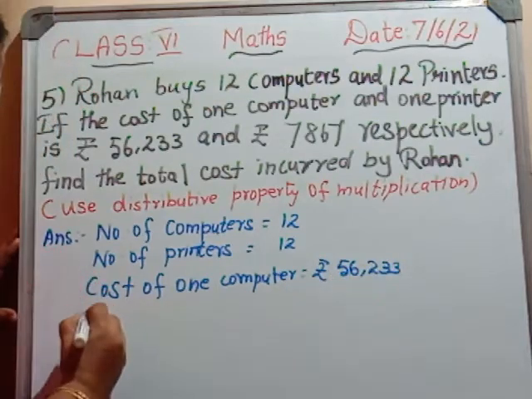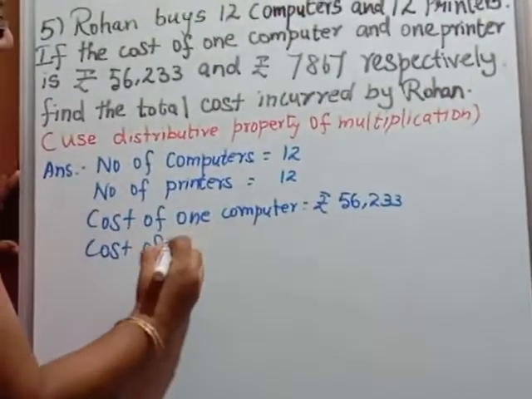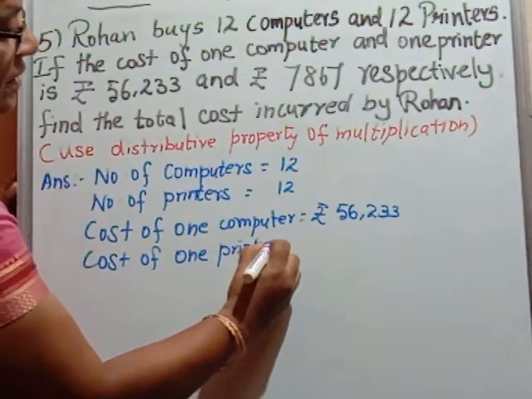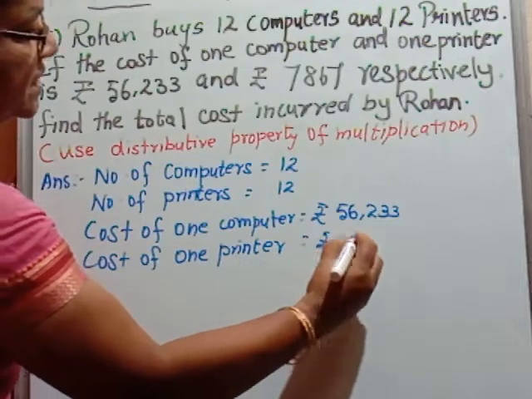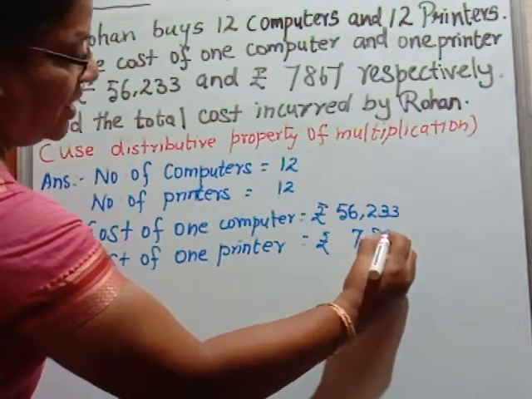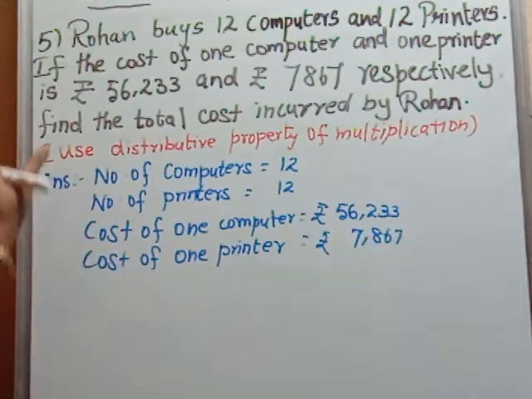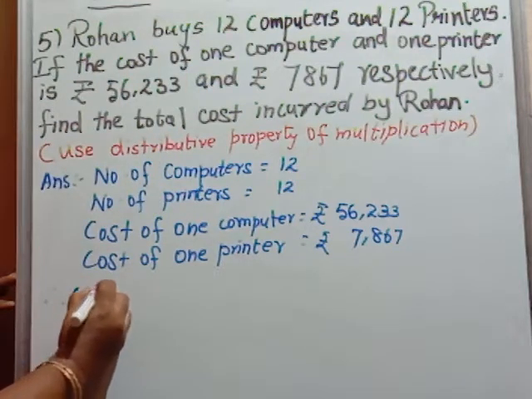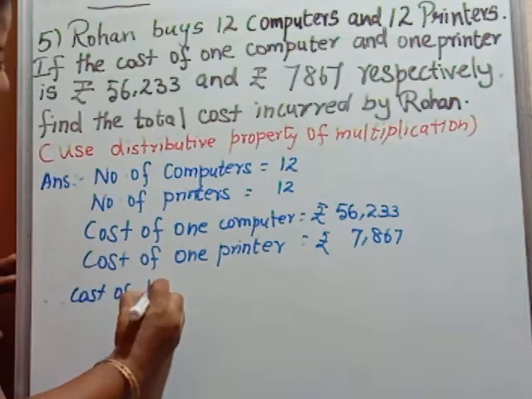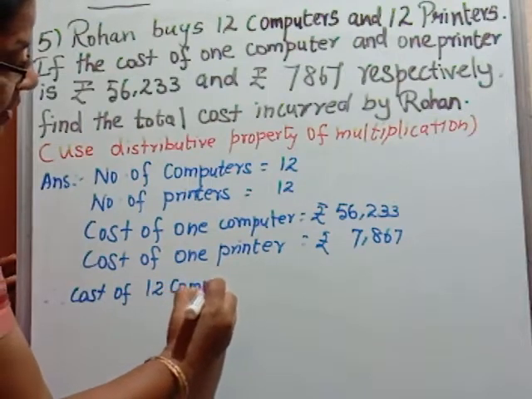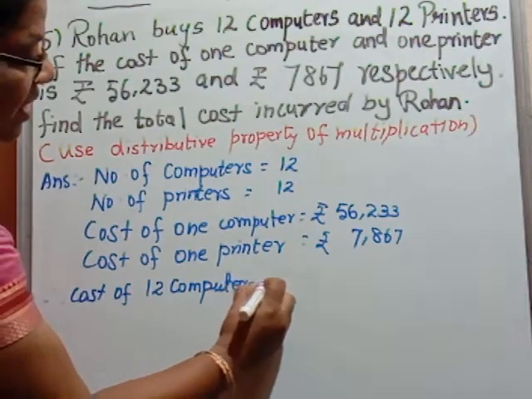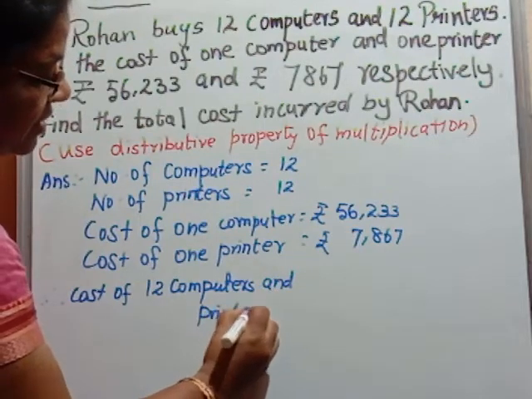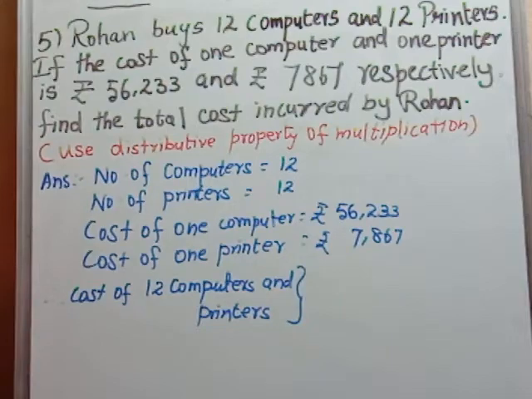56,233. Then cost of one printer is equal to how much? Rupees 7,867. They asked to find the total cost. Therefore, cost of 12 computers and printers is equal to what we have to do?